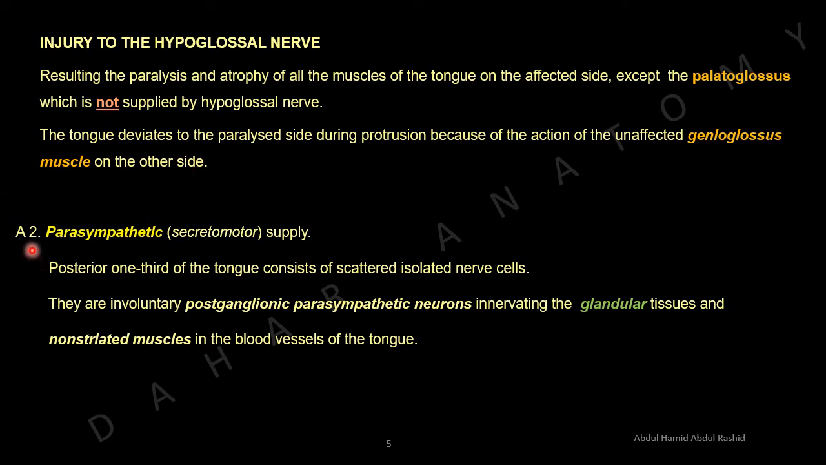A2. Parasympathetic, that is secretomotor supply. Posterior one-third of the tongue consists of scattered, isolated nerve cells. They are involuntary postganglionic parasympathetic neurons innervating the glandular tissues and non-striated muscles in the blood vessels of the tongue.